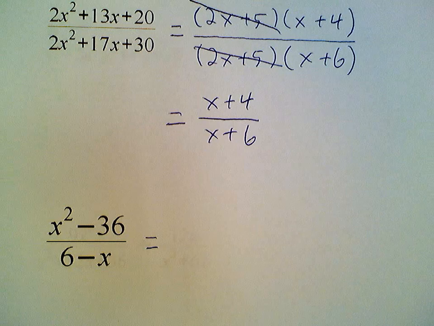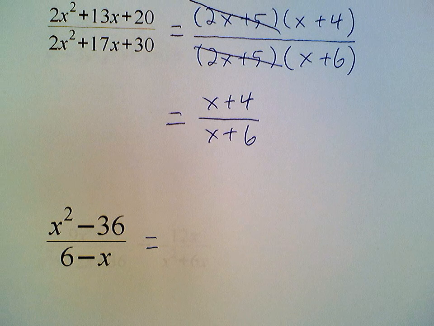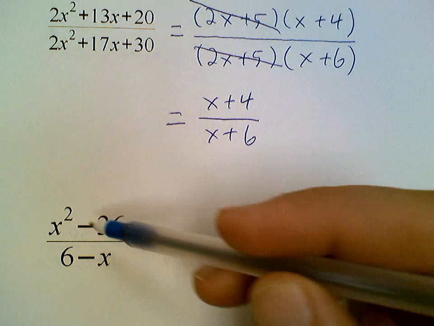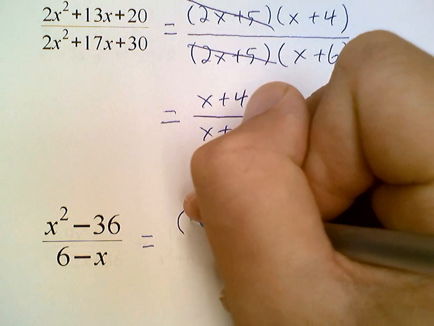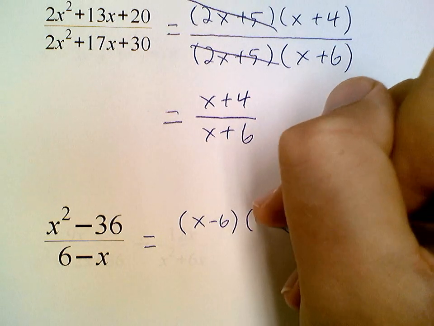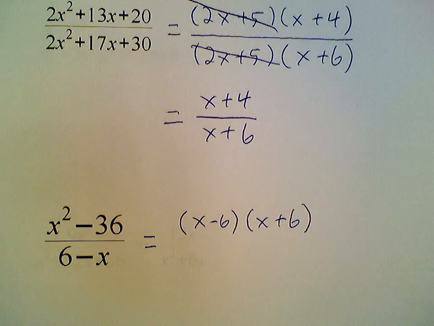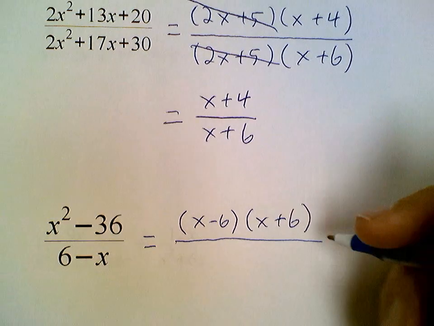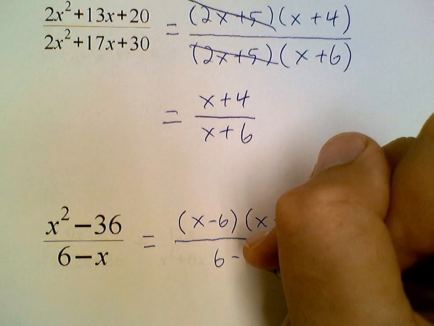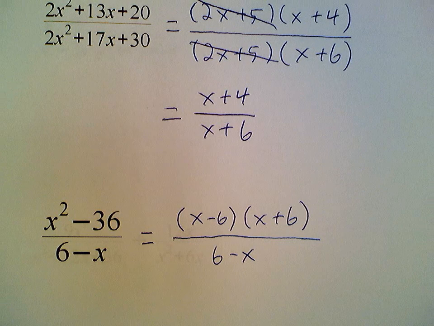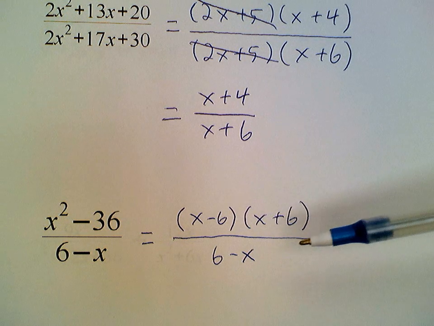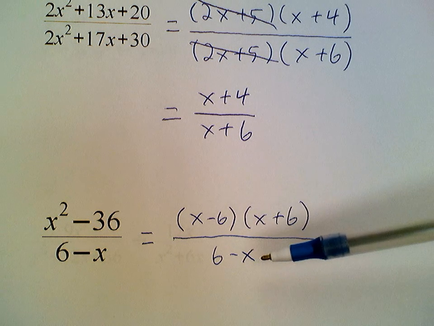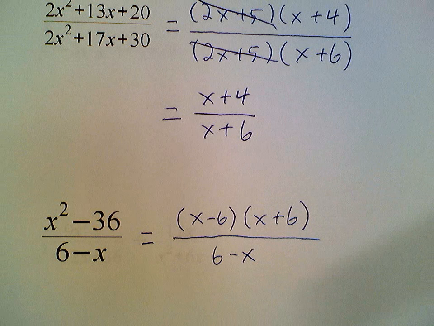Hopefully you'll recognize that as one of my factoring patterns that we know. It's a difference of squares. x squared and 36 are both perfect squares. So x squared minus 36 can be factored into x minus 6, x plus 6. Okay, now in the denominator I've got 6 minus x. Alright, now let's look here. Can I cancel anything out? Well, I almost have the same factor in the numerator and denominator, but not quite. This one's x minus 6. This one is 6 minus x. So what can I do?